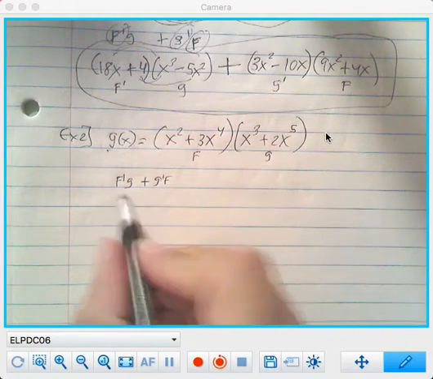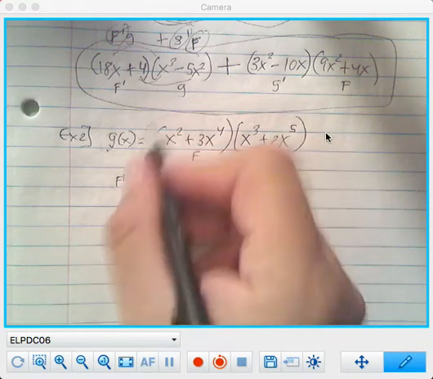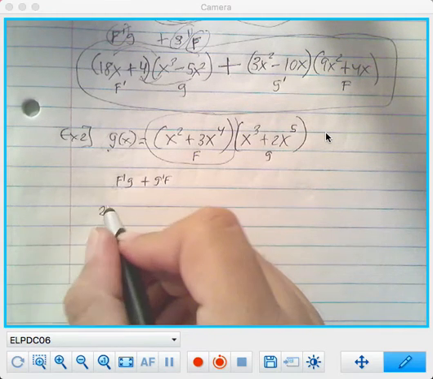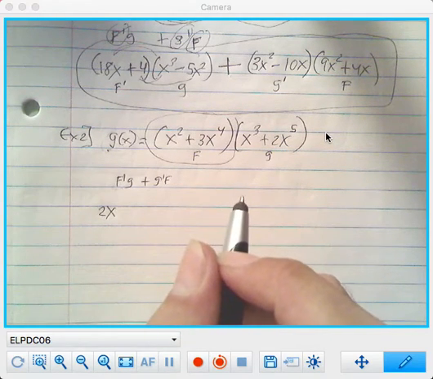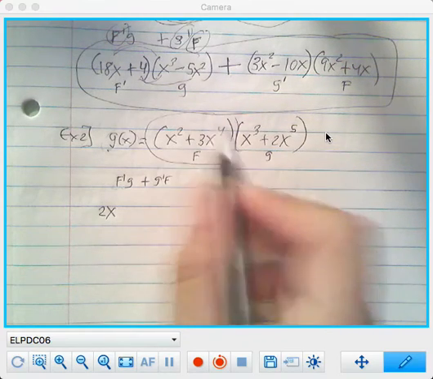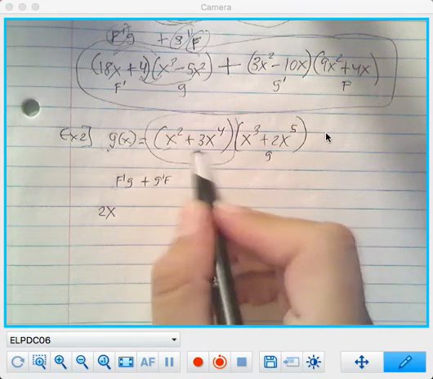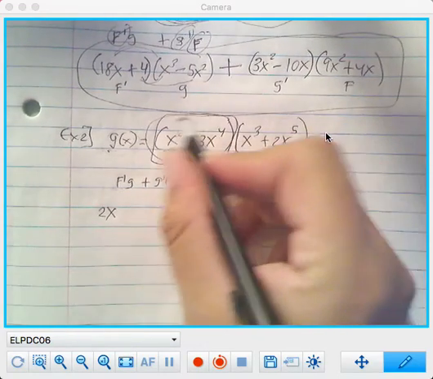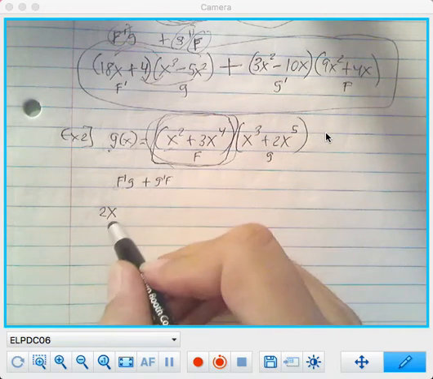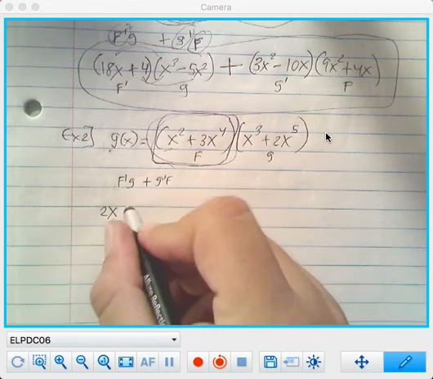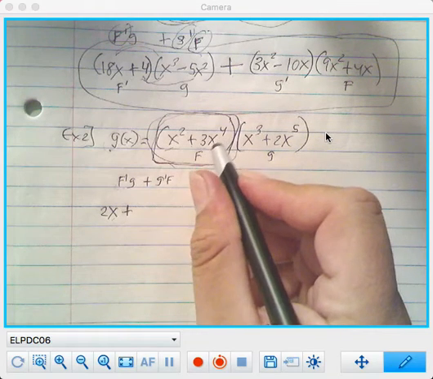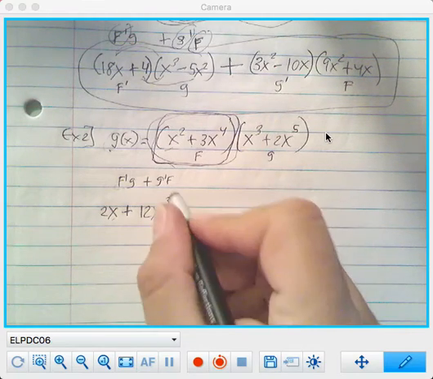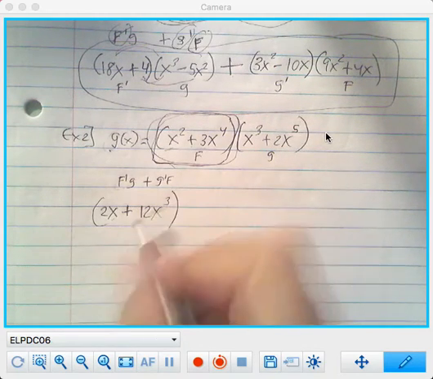First step, take the derivative of f. The derivative of this. What is the derivative of x squared? 2x. A mistake that people make is that when they take the derivative, they just take the derivative of the first term and forget the next one. You have to take the derivative of the whole f, the whole thing here. So the derivative of x squared is 2x. You have a plus, and then you have 3x to the 4th. The derivative of that would be 12x cubed. Put it in parentheses. This is f prime.